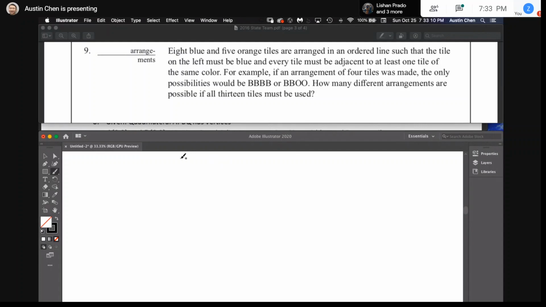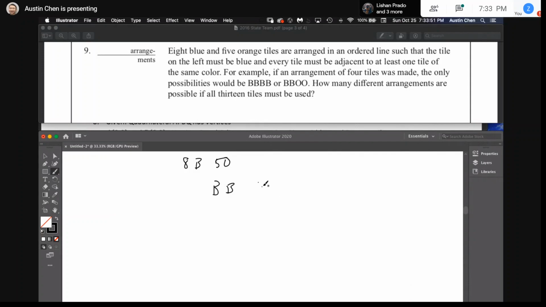All right, so we have 8 blue and 5 orange tiles, and each tile has to be adjacent to at least another tile of the same color. And we have to start with blue on the left. So that means blue has to be our second tile as well, right? Because this blue has to be touching another blue. But after this we can have orange or blue, right? Because this blue is already satisfied.